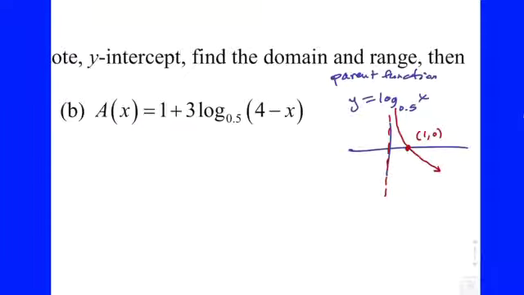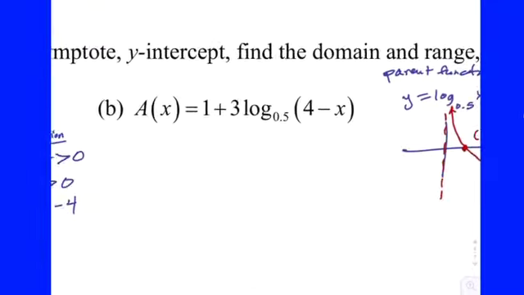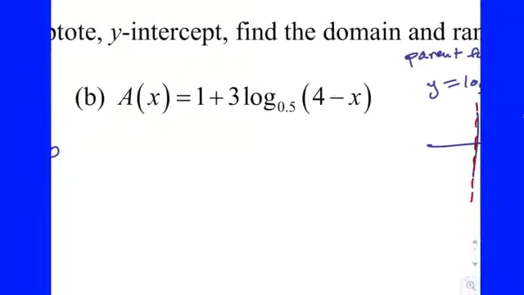Logarithmic decay, so it looks like that. All right, let us find the domain of the transformed function a of x, shall we? We shall. What is the argument? 4 minus x. So over here I'm going to say I'm working on the domain. I'm going to take the domain 4 minus x and say that it's what? Strictly greater than 0. I can only take logs of positive numbers.